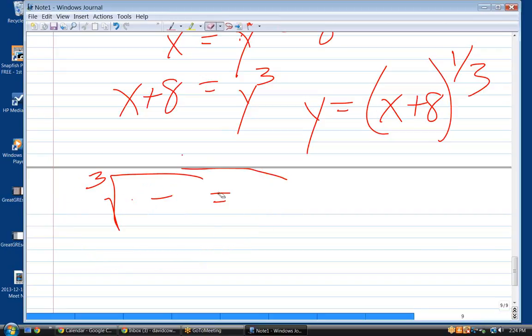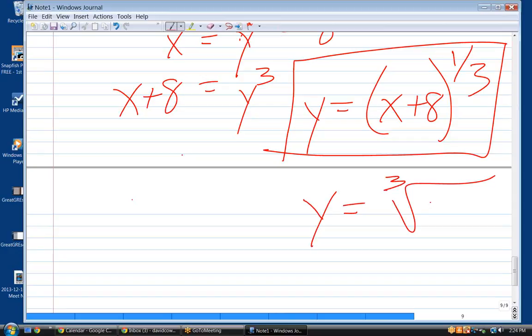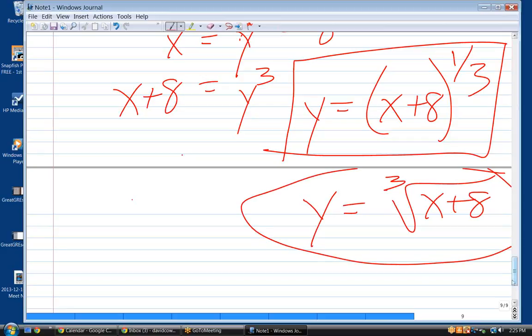So that's the inverse, that would be the answer? Yeah, either this answer or y equal cube root of x plus 8. They're the same thing. That is the inverse function of what we started with.